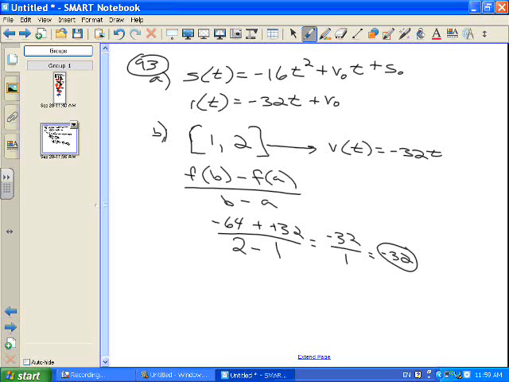Now it says find the instantaneous velocities when t is 1 and when t is 2. That's just taking this derivative here and plugging in 2 and 1 and seeing what I get. So when I plug 2 into that, v of 2 is going to be negative 32 times 2, which is negative 64. And v of 1 is going to be negative 32 times 1, which is negative 32.